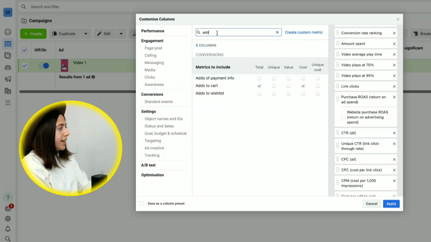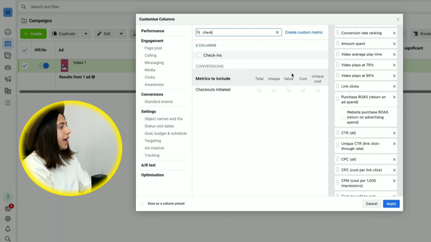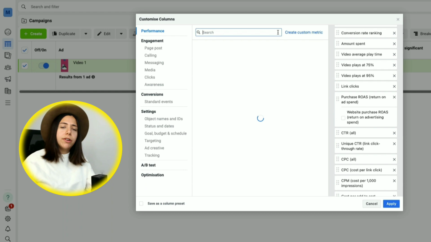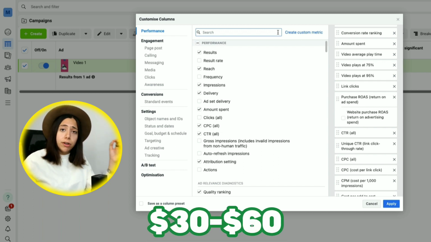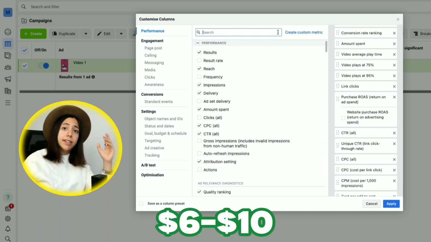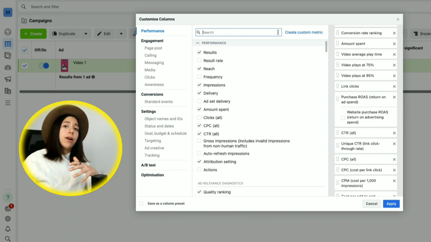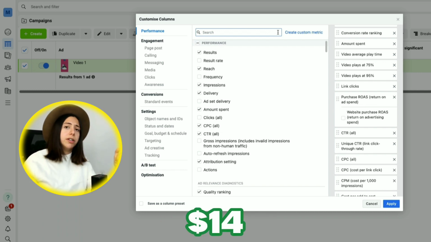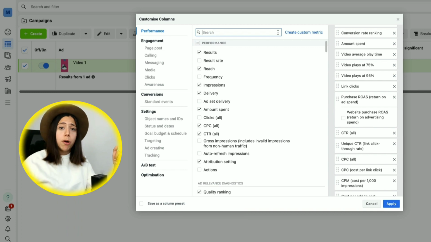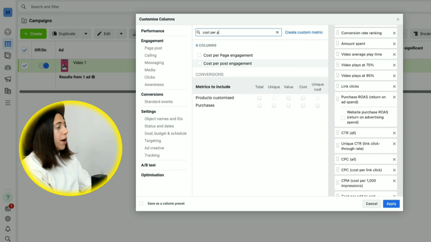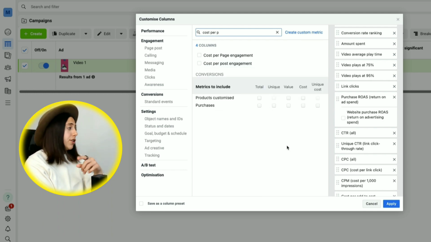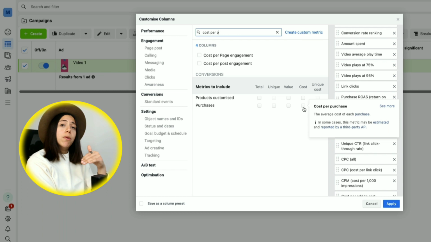So we're gonna do the same thing for checkouts initiated, and we're gonna go for cost and total. So for cost per add to cart and cost for initiate checkout, this all depends on the price of your product. Usually for an average of $30 to $60 product, I like to aim for a $6 to $10 cost per add to cart, and then checkout initiated would be around that $14 because there's always going to be a drop off. And then cost per purchase, which is obviously the most important one, how much it's costing us to get a conversion. We want that to be below our break even.